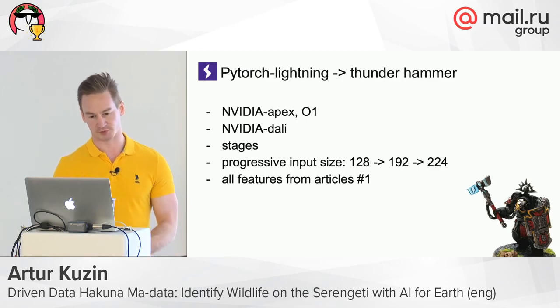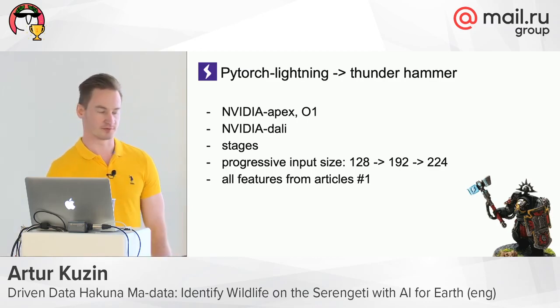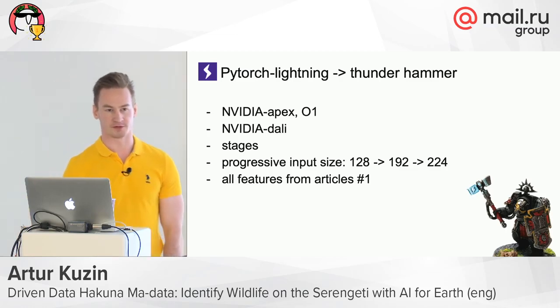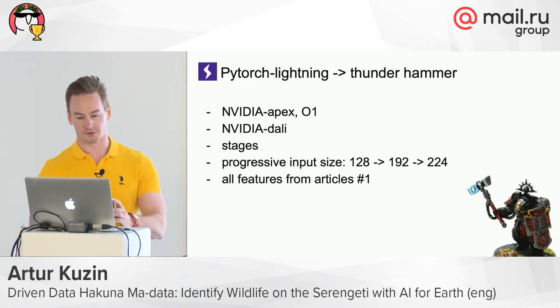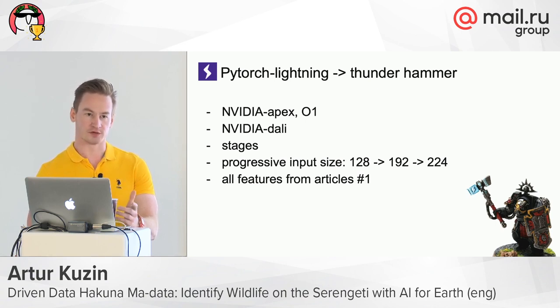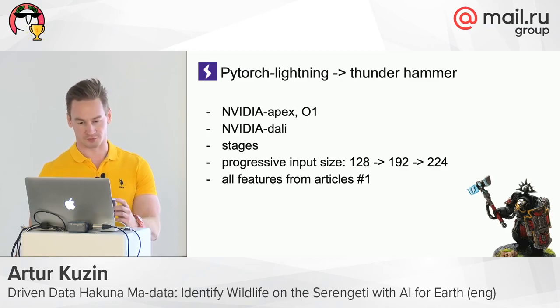I actually switched to PyTorch Lightning. It's kind of a library like Catalyst or maybe Ignite that allows you to develop your own pipeline, not on bare Torch, but it's a higher level wrapper around PyTorch. So it allows you to get NVIDIA Apex out of the box. I always use Apex with one optimization. Also, I implemented a DALI data loader in the same way as the default Torch data loader.